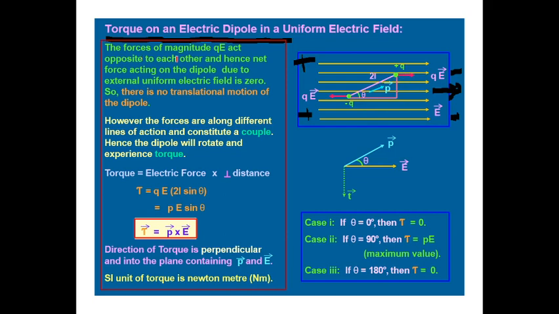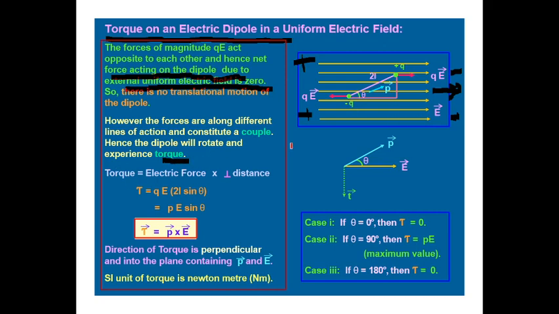The forces of magnitude QE act opposite to each other, and hence the net force acting on the dipole due to the external uniform electric field is zero. There is no translational motion of the dipole, because the forces are equal and opposite, but there will be rotation. However, the forces act along different lines of action and constitute a couple, meaning a rotational or twisting force. Hence the dipole will rotate and experience a torque.